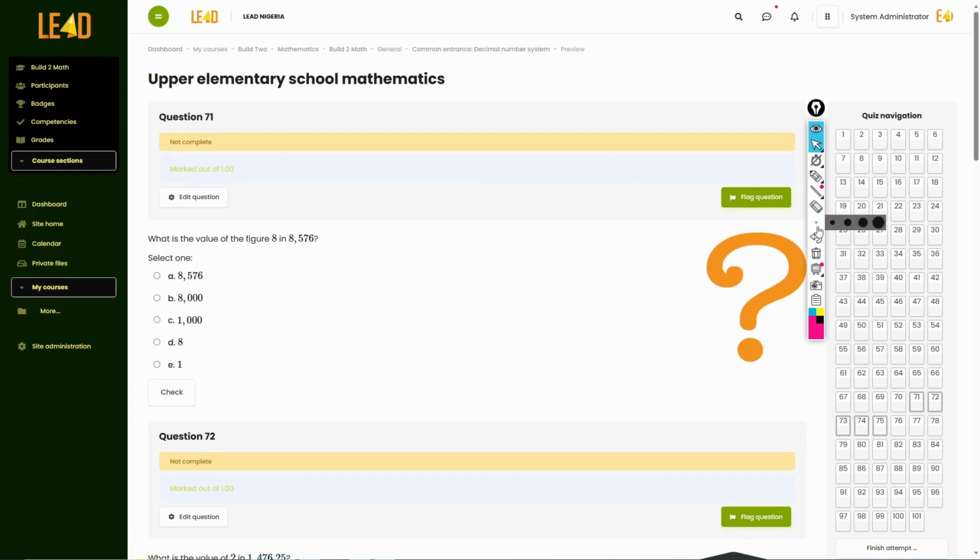71 is, what's the value of the figure 8 in 8,576? If I write 8,576, I just make everything else 0 apart from 8. So I'll have 8, and that's basically just 8,000, right? 8,000 is the correct option. That's option B.